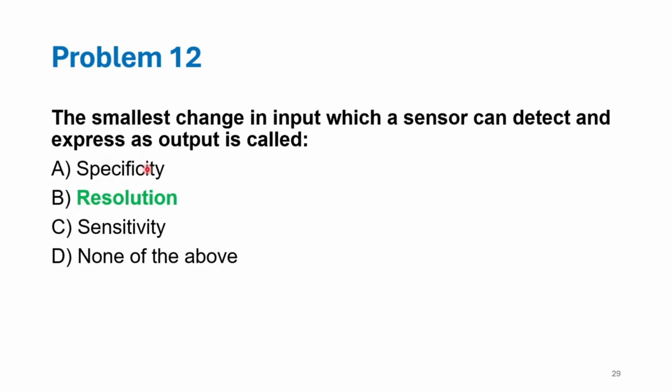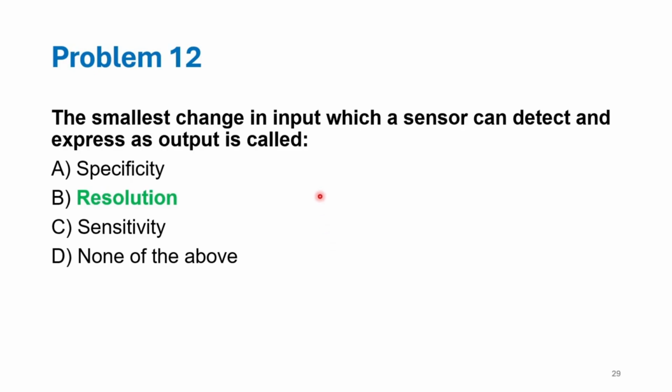So in option A we have specificity, right? Specificity is the ability to assess an exact analyte in a mixture. So we will be able to detect that particular analyte even if it is in a mixture. Okay, resolution is the smallest change that can be detected in the quantity that is being measured.